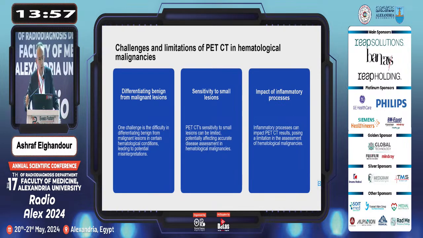What are the challenges or limitations of PET-CT for me? Can you differentiate between benign and malignant lesions? First, yes. For some, yes. It's very good for me. It's also sensitive to small lesions. I think it's maybe. And the impact of inflammatory process.